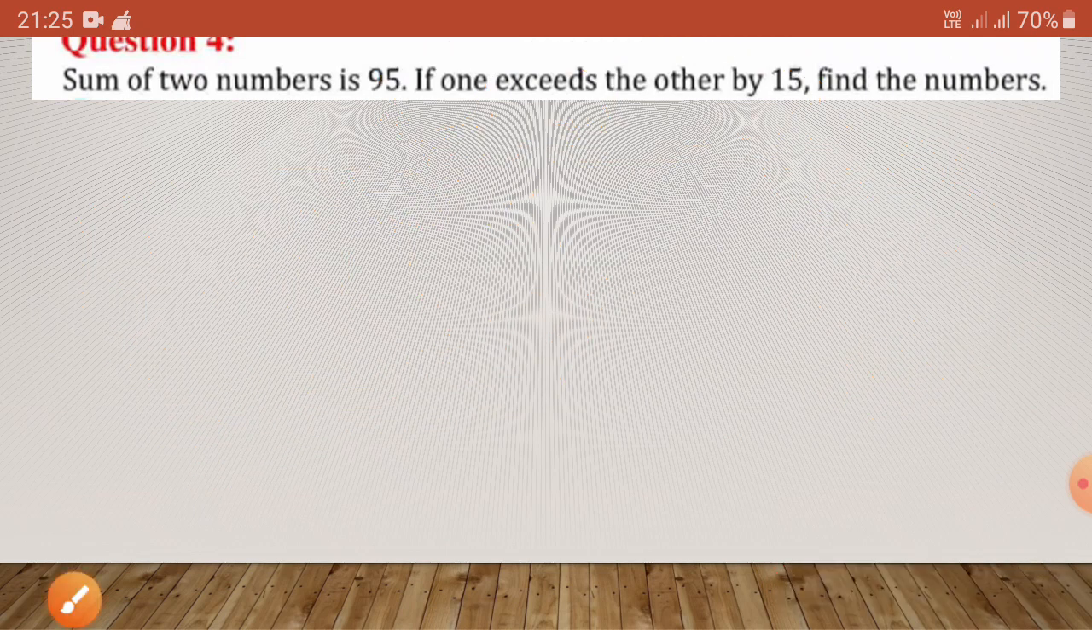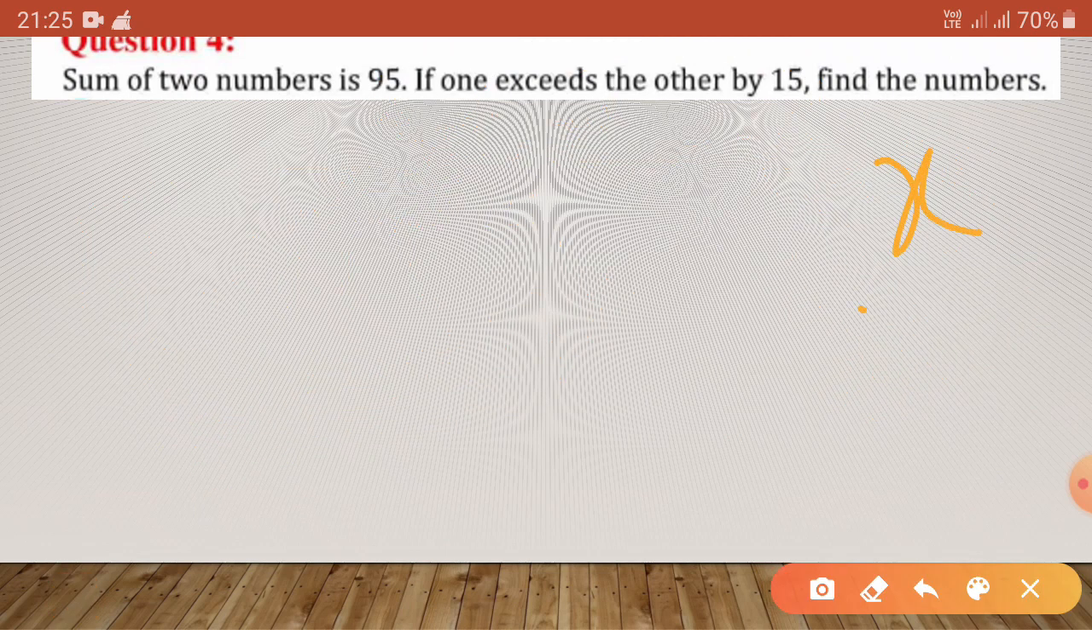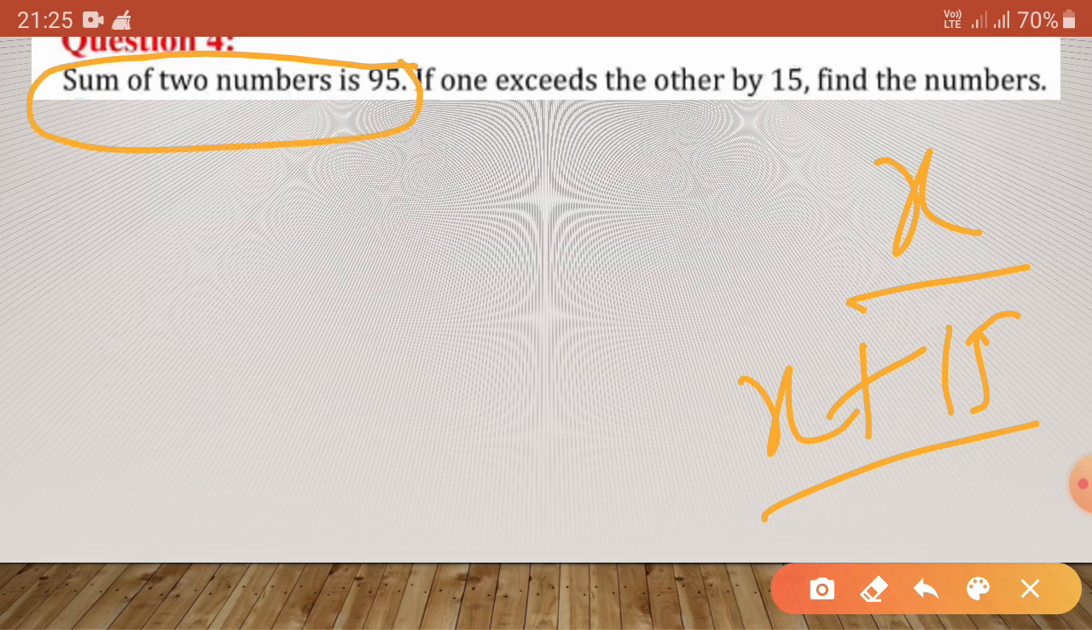Okay, so we got that one number is x and another number is x plus 15. Read the statement: sum of two numbers is 95. So what are the numbers? One number is x and then a sum sign, and then the other number, that is x plus 15.